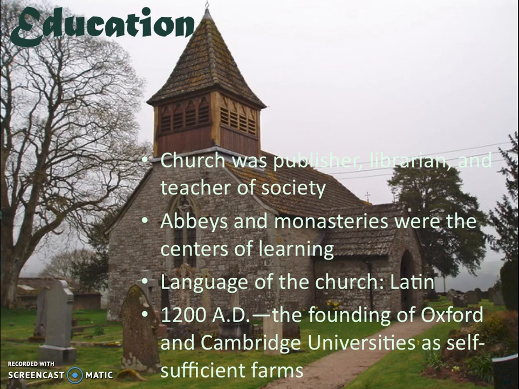Education during medieval England was basically provided by the church. The church was librarian of and teacher of all of society. The abbeys and monasteries were the centers of learning, and typically the only children who were educated to read and write were those who were sent to the church.